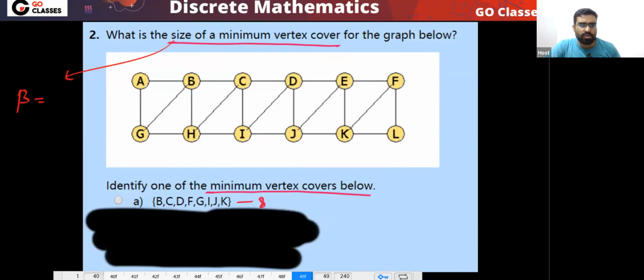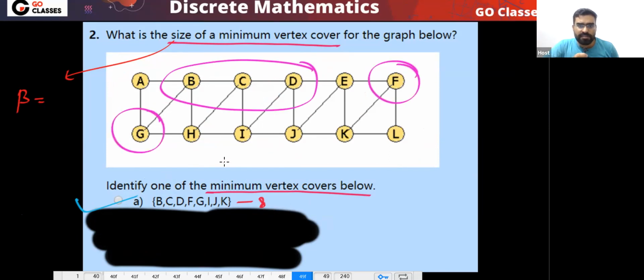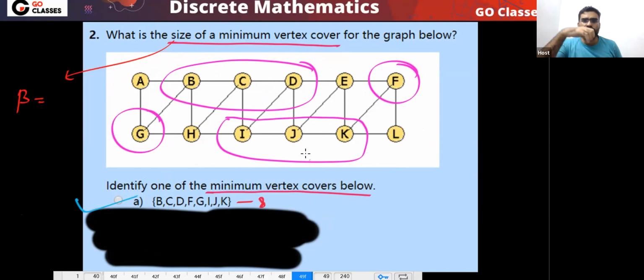So finally, the answer should be this one. Anyway, let's check whether this is the answer or not. So B, C, D, then F, then G, then I, J, K. Did we cover all the edges? Now tell me, we are covering all the edges, right? Yes, we are covering all the edges.